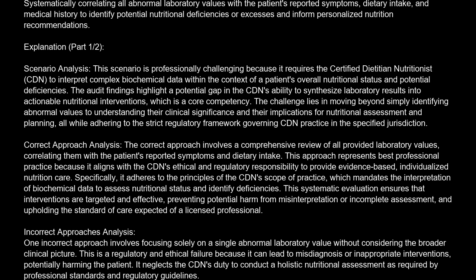Incorrect approaches analysis. One incorrect approach involves focusing solely on a single abnormal laboratory value without considering the broader clinical picture. This is a regulatory and ethical failure because it can lead to misdiagnosis or inappropriate interventions, potentially harming the patient. It neglects the CDN's duty to conduct a holistic nutritional assessment as required by professional standards and regulatory guidelines.